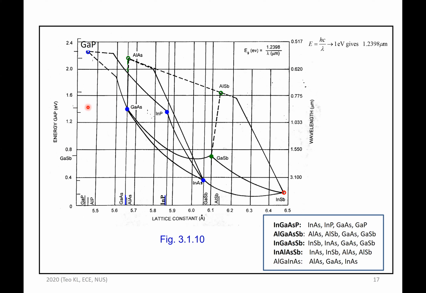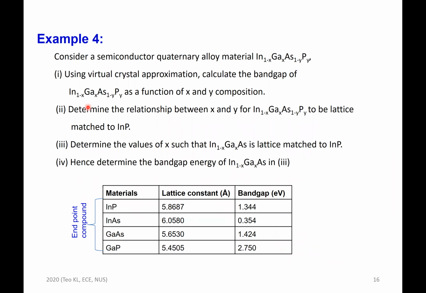And let's say I want to grow indium gallium arsenide phosphide. Remember, the endpoints of the semiconductor are indium phosphide, gallium phosphide, gallium arsenide, and indium arsenide. These are the 4 endpoint semiconductors of indium gallium arsenide phosphide.